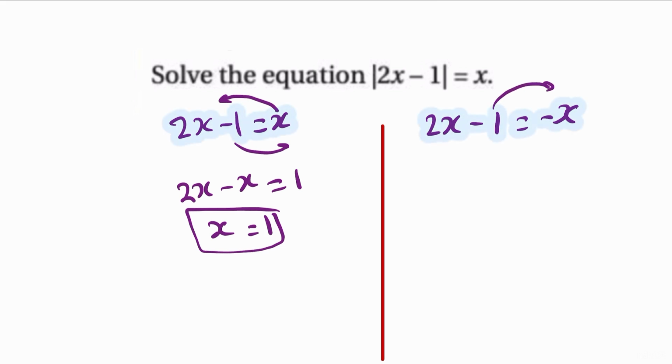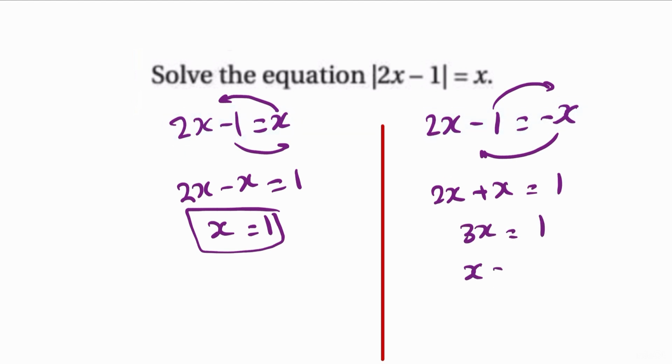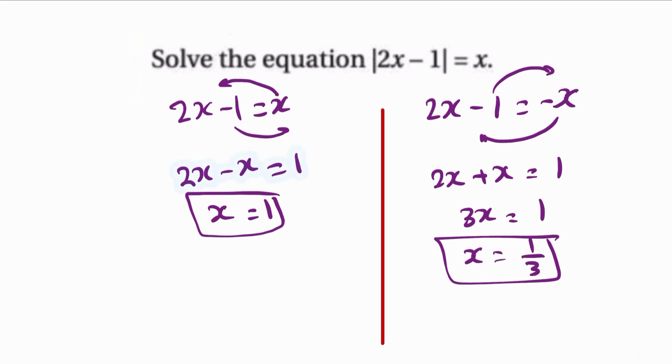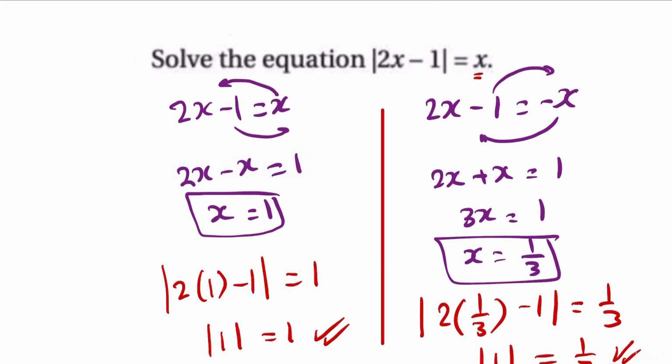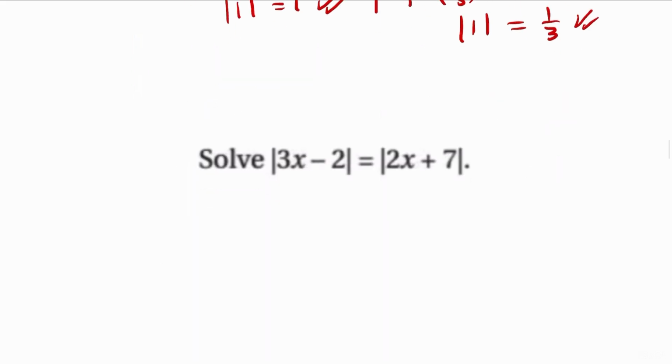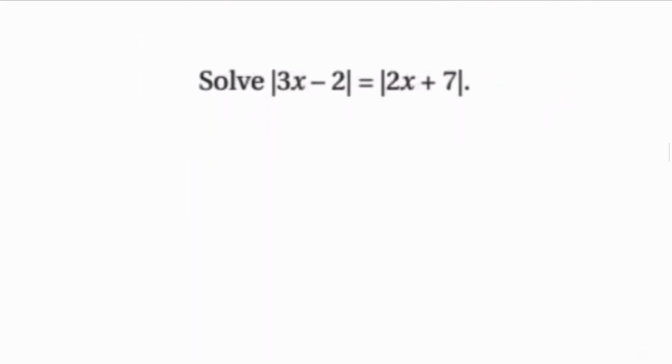Or transfer this to the other side and bring the negative x here, so we come up with 2x plus x, which equals 1. That means 3x equals 1, so x equals 1 over 3. That means we have two values here. If you have x on the right hand side, you need to check again. Maybe we accept two answers, maybe you accept only one answer and reject the other, maybe you reject both answers.